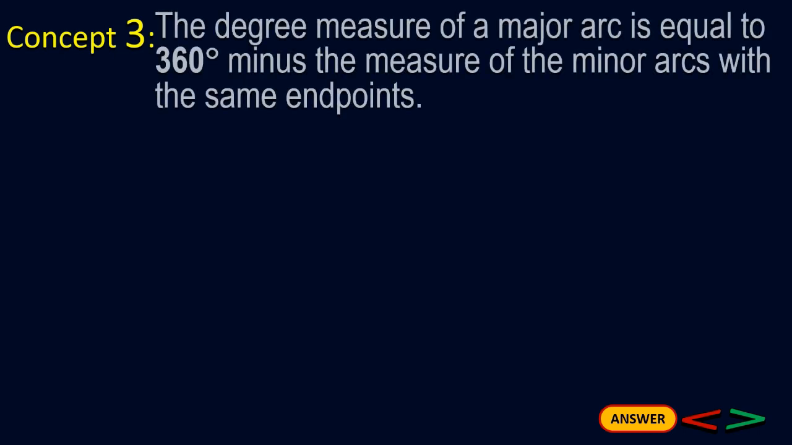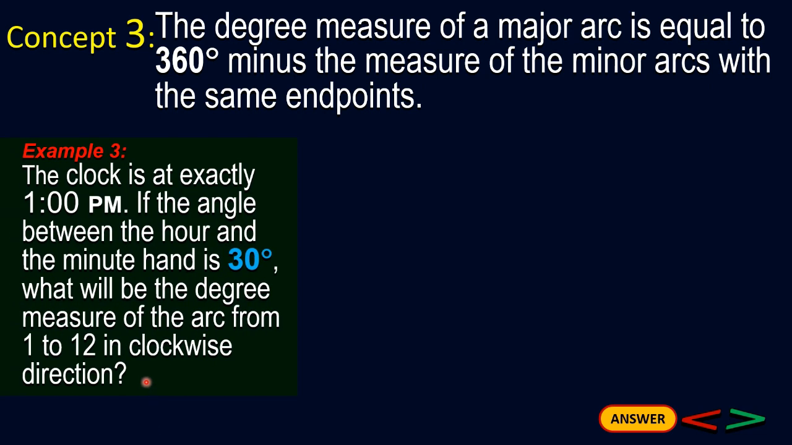Concept number 3. The degree measure of a major arc is equal to 360 degrees minus the measure of the minor arc with the same endpoints. Example, the clock is at exactly 1 p.m. If the angle between the hour and the minute hand is 30 degrees, what will be the degree measure of the arc from 1 to 12 in clockwise direction?